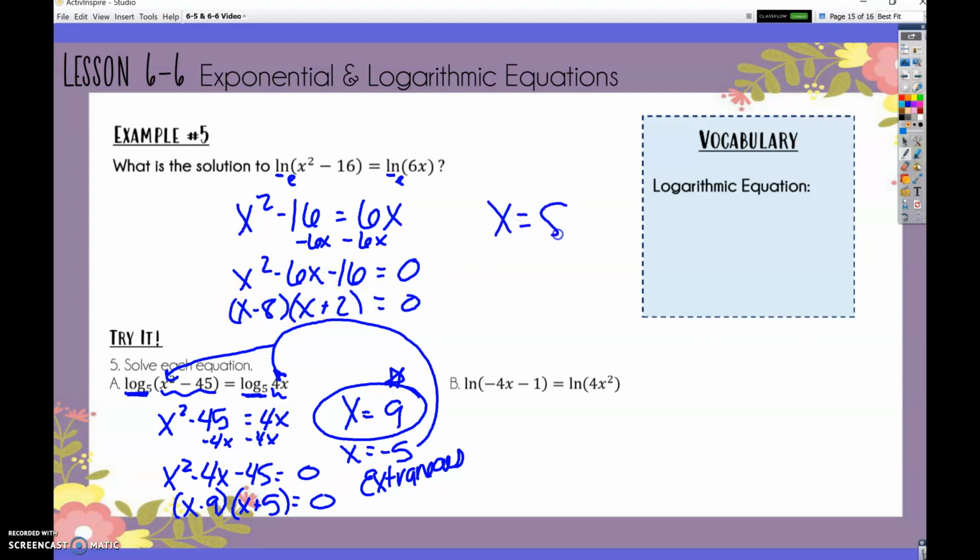And my solution would be 8 and -2, but I would need to check those and plug them back into the equation to see which one of them would be extraneous. -2 will not work. So this is our extraneous. If you put that in there, you get log of a negative number. This would be our only solution.